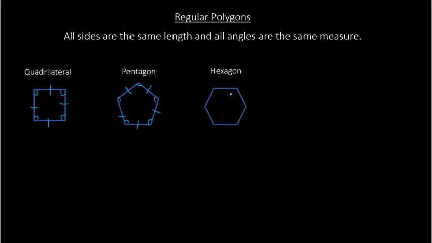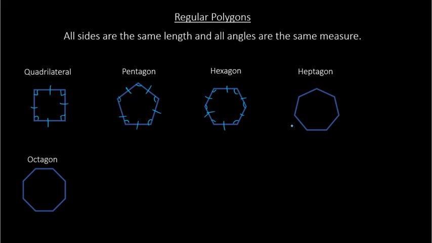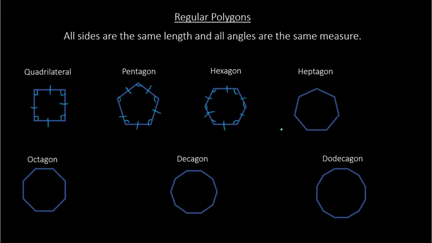And then a hexagon will look something like this, where each side is the same length, and each angle has the same measure. All right, so that's a hexagon. And it could be for any number of sides. So we could have a heptagon, octagon, nonagon, decagon, hendecagon, dodecagon, as long as all the side lengths are the same and the angle measures are the same as well. That makes it a regular polygon.